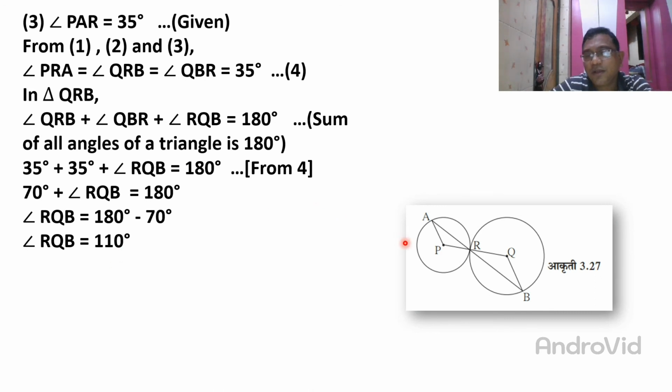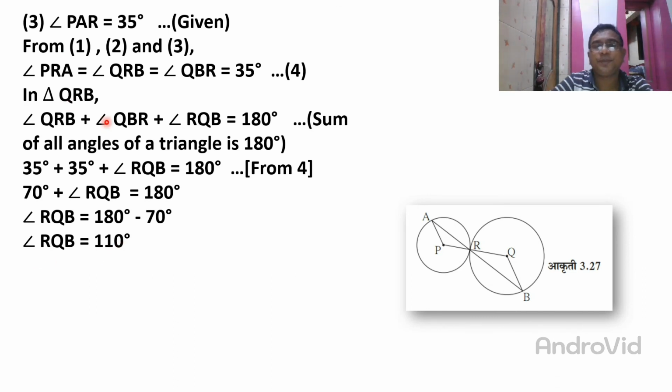Very simple. See, this angle is 35 degrees and this angle is 35 degrees, because when two sides are congruent, the opposite angles are congruent. Then this is the vertically opposite angle, so angle R is 35 degrees and angle B is 35 degrees. So 35 plus 35 is 70 degrees, plus angle RQB, which is not given. So angle RQB is equal to 180 degrees minus 70 degrees.